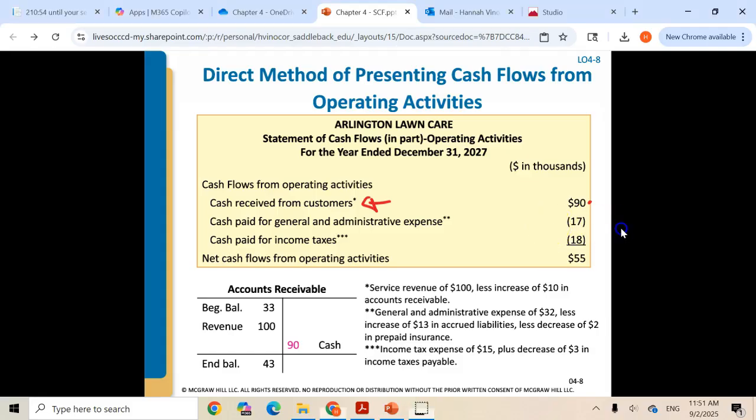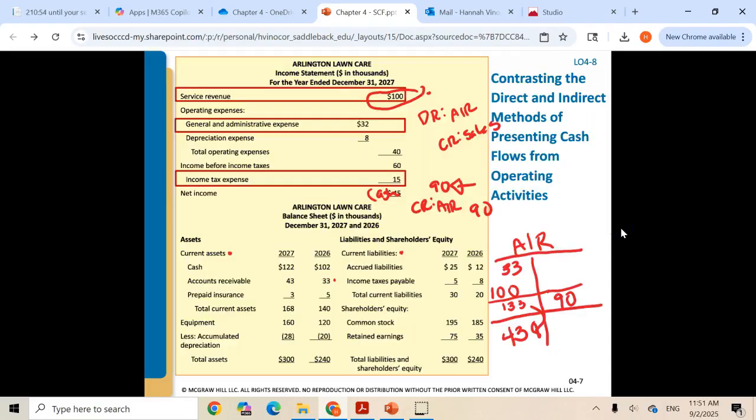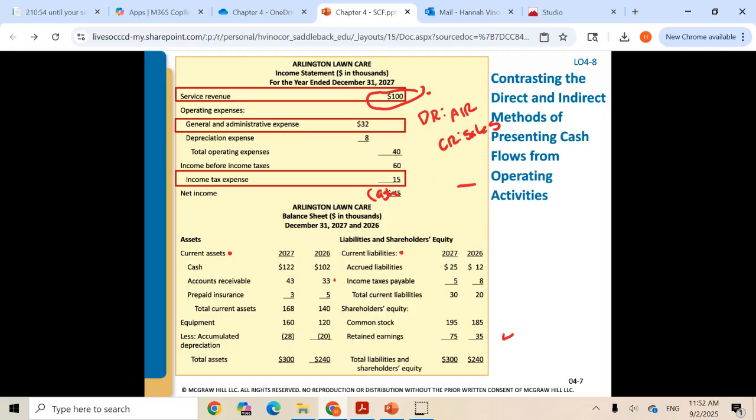I'm going to go back to the previous, right here. I'm going to have to erase my drawings from the prior section just so I have space right here for everything. Kind of hard for me to see right here. Sorry, this is taking a while. Okay, so let's look at our G&A, back to our G&A right here, $32. We have to determine of this $32 expense, how much was a cash outflow.